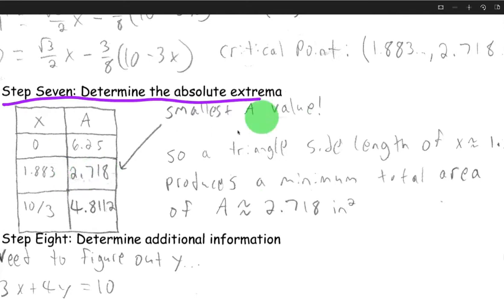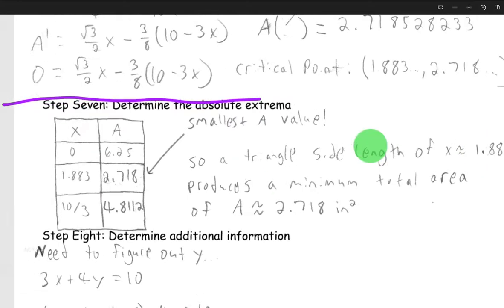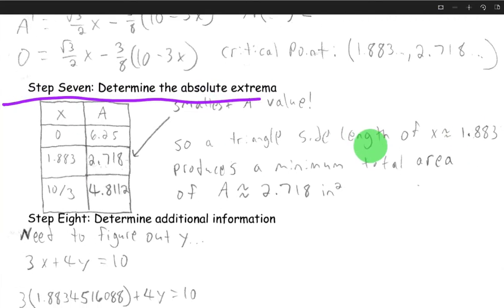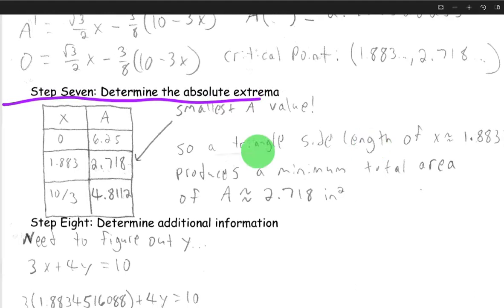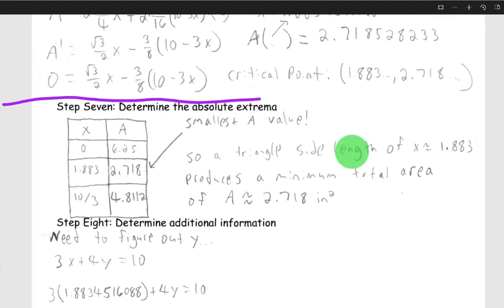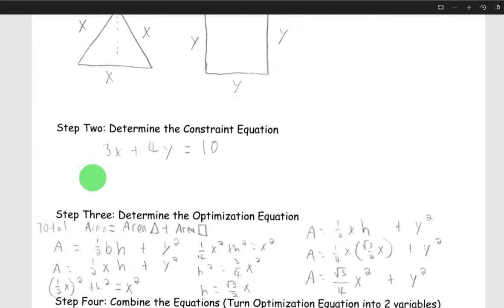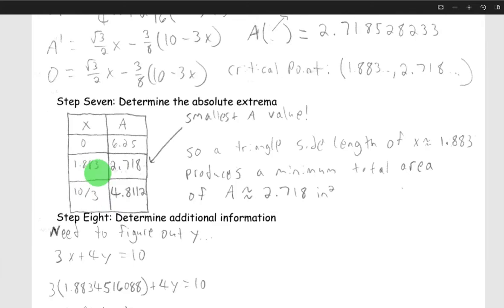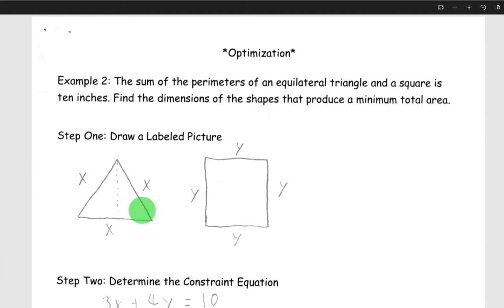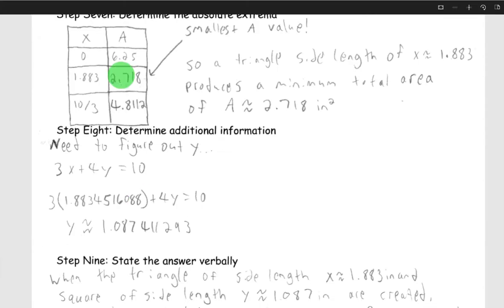So a triangle, let's zoom out here a little bit, zoom out a little bit more so you can read that. So a triangle side length of x equals 1.883 produces a minimum total area of 2.718 square inches. Okay, and again, in terms of this picture, we're saying that if x is equal to 1.883, then the total area of both of these is going to be just a little bit more than 2.718.